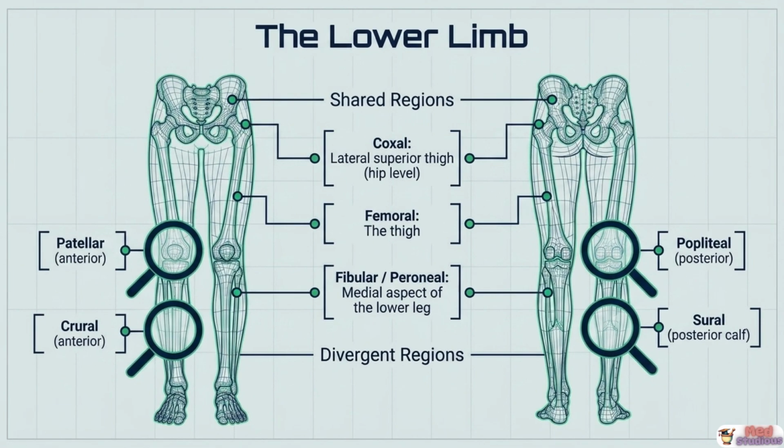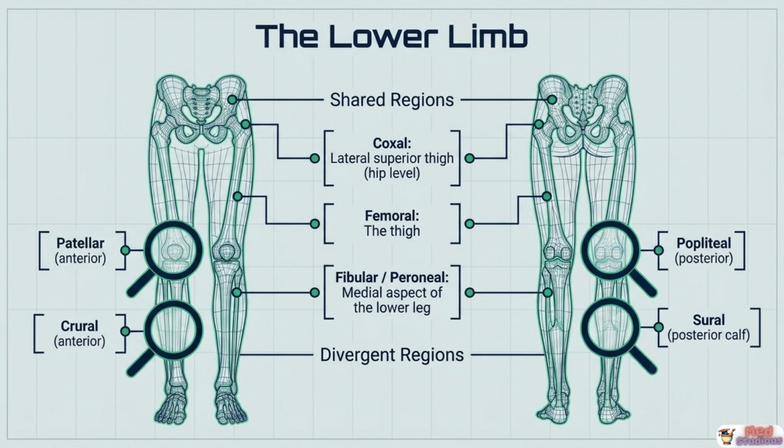The lower limb is mapped through a combination of shared regions, those visible from both anterior and posterior views, and divergent regions, those that differ based on surface orientation. The shared regions span the full circumference of the limb. The coxal region covers the lateral superior thigh at hip level, the area of the hip joint, including the greater trochanter and surrounding musculature. The femoral region is the thigh, the entire region of the femur from hip to knee. The fibular or perineal region covers the medial aspect of the lower leg along the fibula.